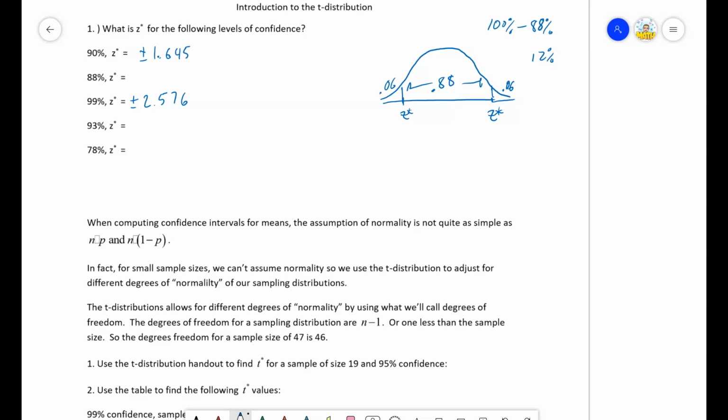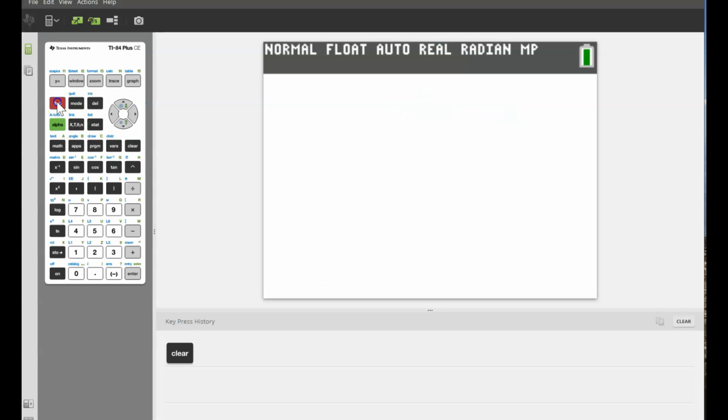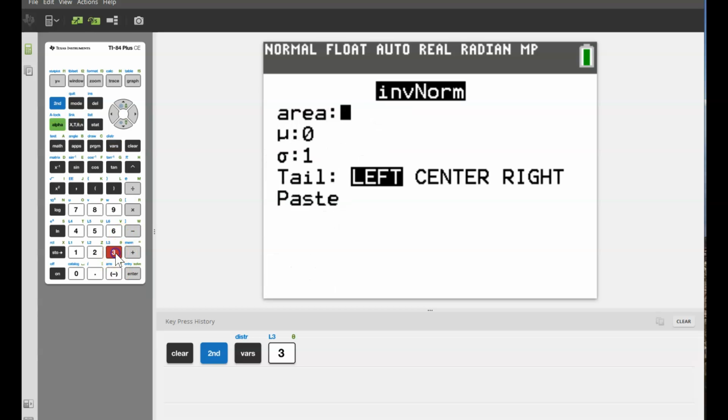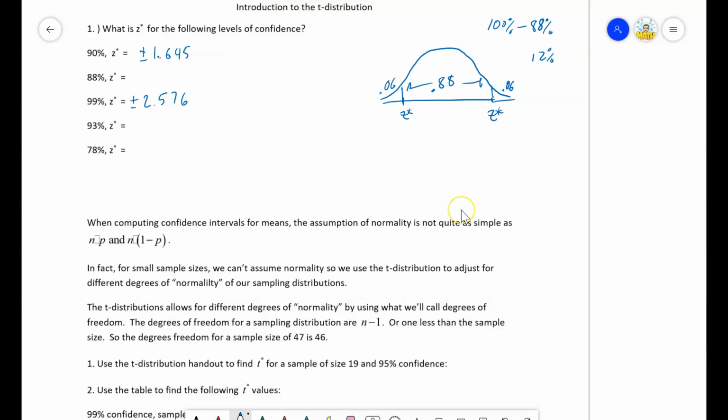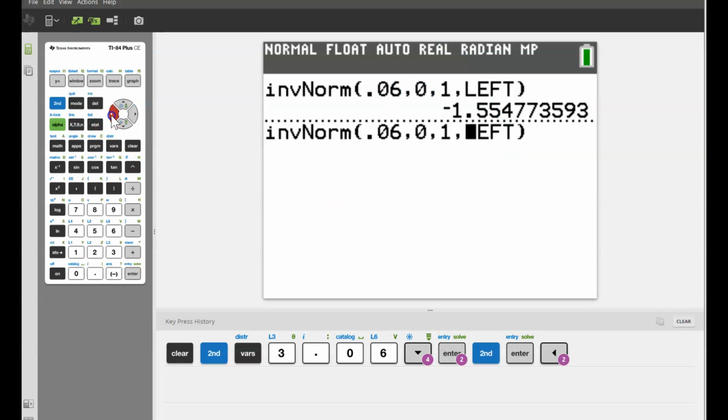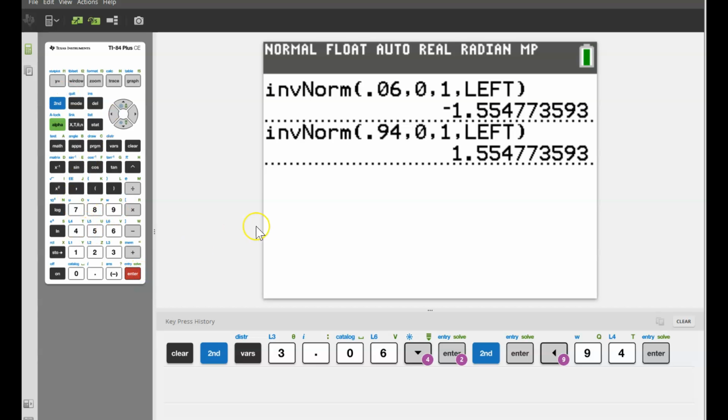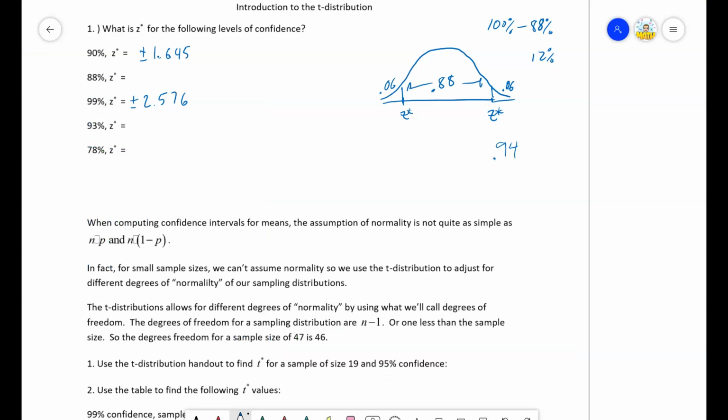So if you remember how to use inverse norm on your calculator, we're going to hit second vars, and we want to do inverse norm, number 3. And the area to the left is going to be 0.06. That'll give us our negative critical z-score. And again, mean and standard deviation are always 0 and 1. We press enter. Okay, negative 1.55. Or you can think of it the other way around. The other area to the left would be 88 plus 6, which is 0.94. Just to review, you'll see you get the same number. If I put in 0.94 for my area to the left, it's going to give me that critical z-star that I would want for that level of confidence. So that's plus or minus 1.55.